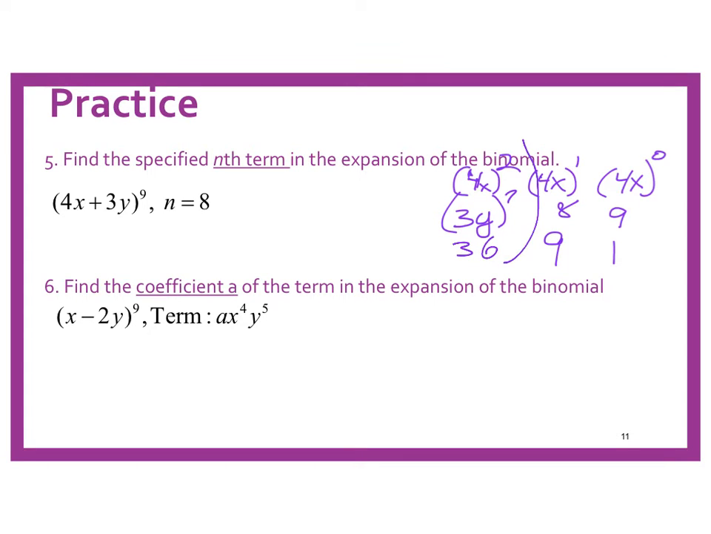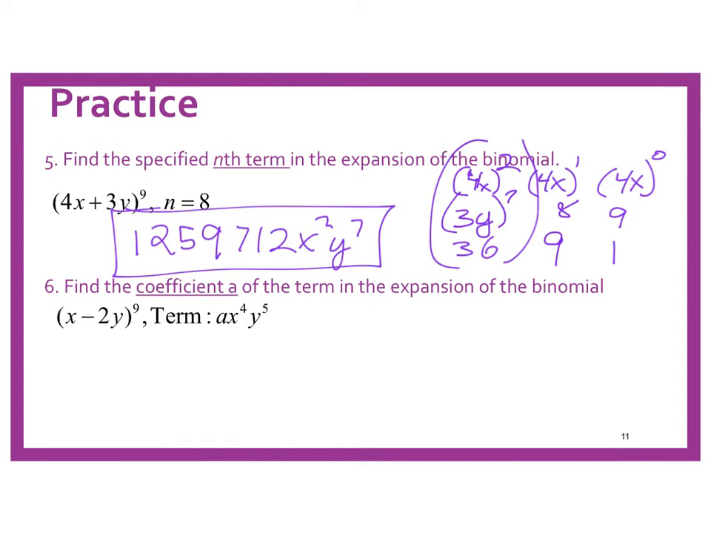So my answer is all of this multiplied together. So 4 squared is 16. So I'm going to have 16 times 3 to the 7, and then times the 36. So the number is 1259712. But it wants the whole term, so now I have x squared y to the 7th. Just remember learning about the patterns built in.